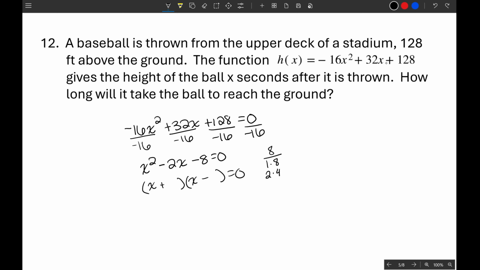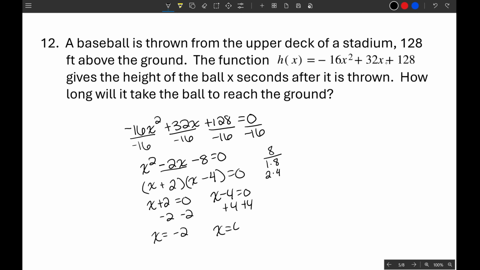So that would be the one I need. All right. So I have a negative in the middle, so I need my negative 2. So 4 will have to be negative, 2 will have to be positive. And then we're going to set those equal to 0 and solve. So I get negative 2 and positive 4.